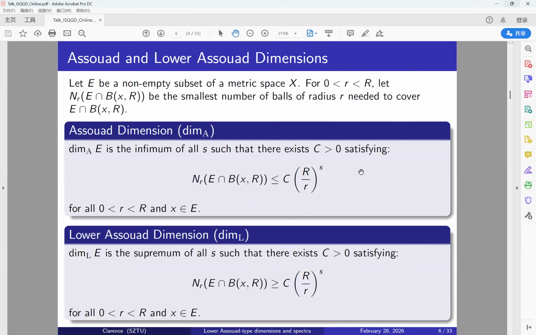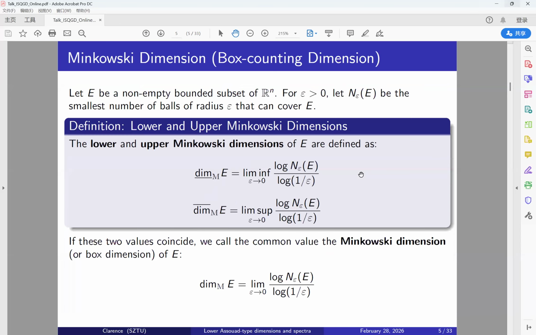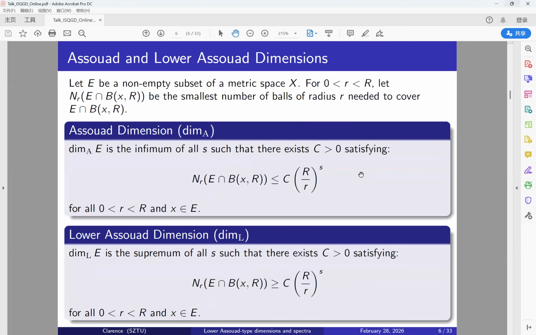And as we can see, both Hausdorff dimension and box dimension, or Minkowski dimension, focus on the global settings of the set. Compared to the Hausdorff dimension and Minkowski dimension, the Assouad-type dimensions focus more on the local settings of the set instead of the global settings. Let's have a look at the definition of Assouad dimension and the lower dimension.